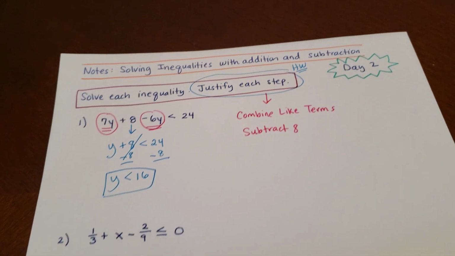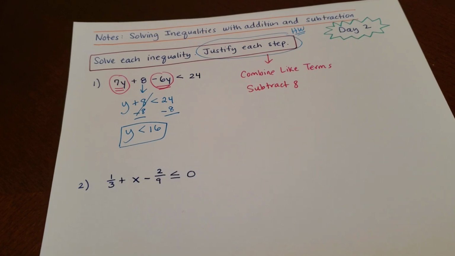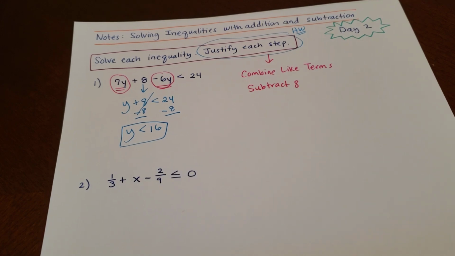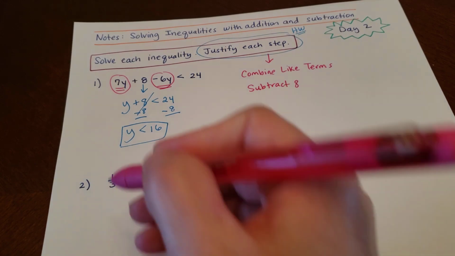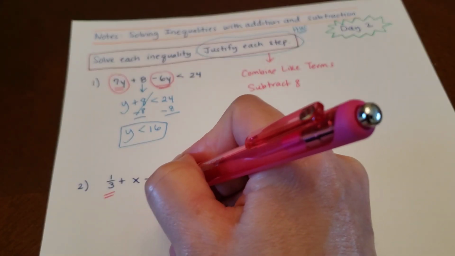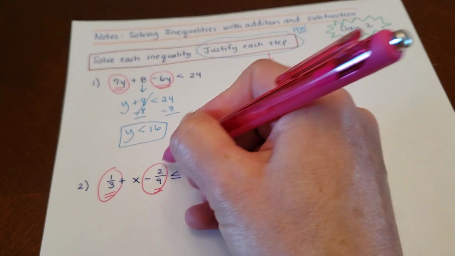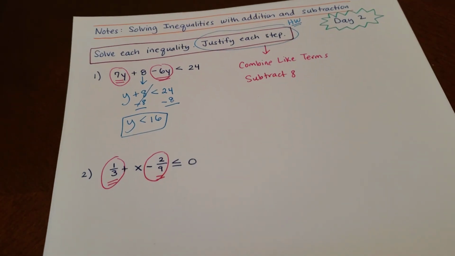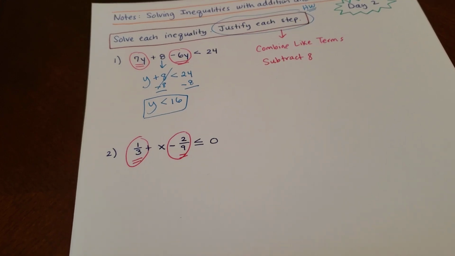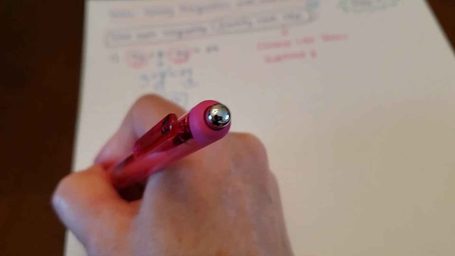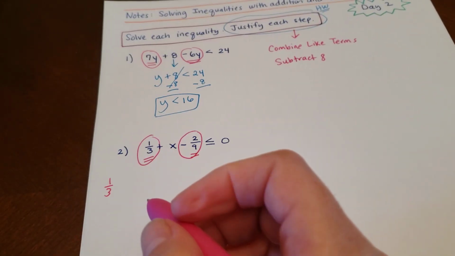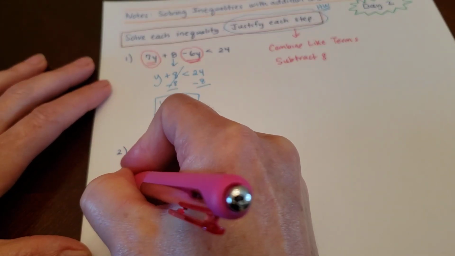Let's try another one. We have 1/3 plus x minus 2/9 less than or equal to 0. So same thing, we're looking for like terms. These both have numbers with no variables. So we're going to do a 1/3 minus 2/9. For this problem though, we will need to do a tiny bit of work since we don't have common denominators. So 1/3 and then minus 2/9.